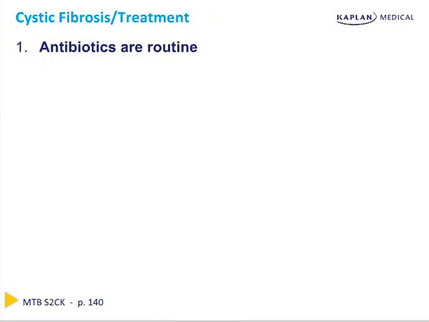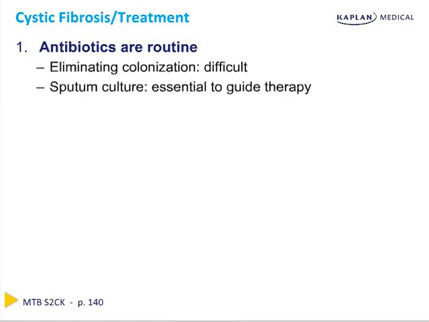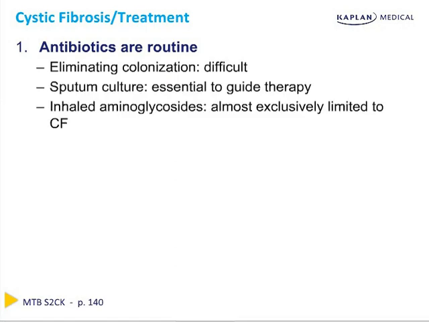Treatment of cystic fibrosis mostly consists of antibiotics. You must try to eliminate colonization, although this is very difficult, in particular with Burkholderia cepacia, a bug that we just listed on the previous slide. Sputum cultures are needed to guide therapy, and sometimes inhaled aminoglycosides, such as tobramycin, are usually given to patients with CF only. These are rarely used outside of the setting of cystic fibrosis.